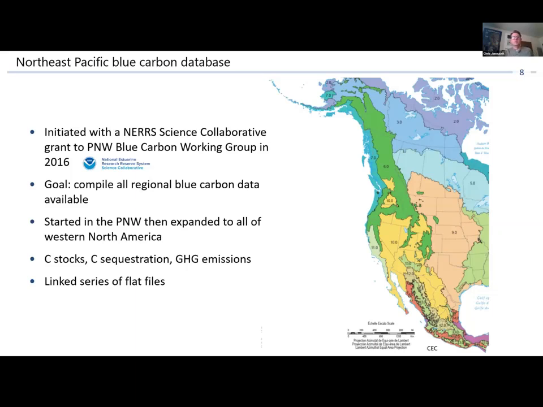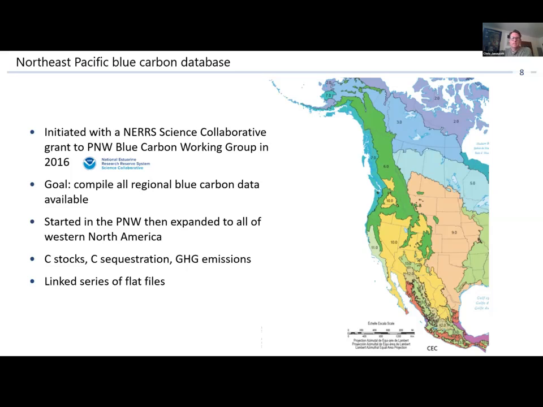We started in the Pacific Northwest for a couple of years, and I work a lot in California as well and am interested in the whole Pacific coast of North America. So we expanded the database and started to pull in data from Mexico, California, Northern British Columbia, and Alaska. The database mainly compiles carbon stocks data at this point, but we're growing the carbon sequestration and the greenhouse gas components of the database.